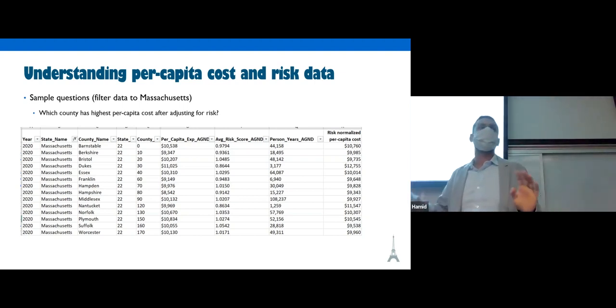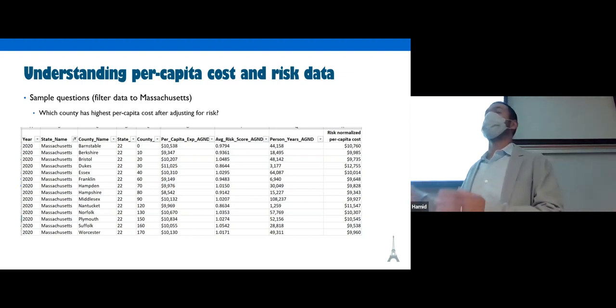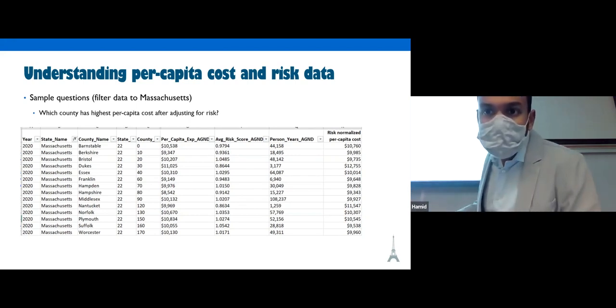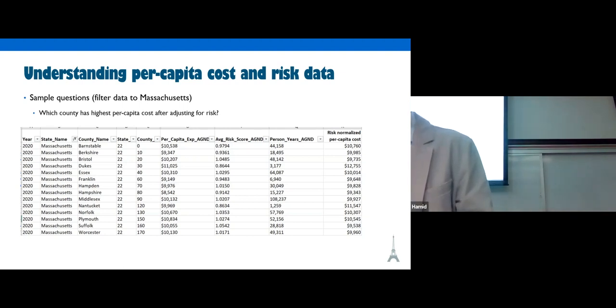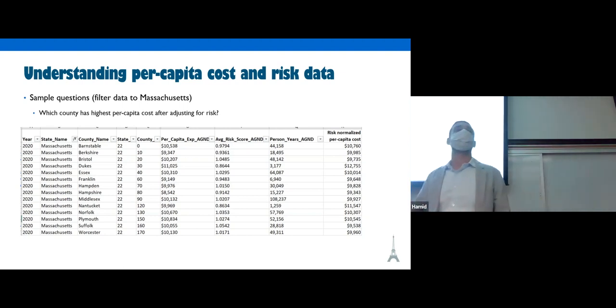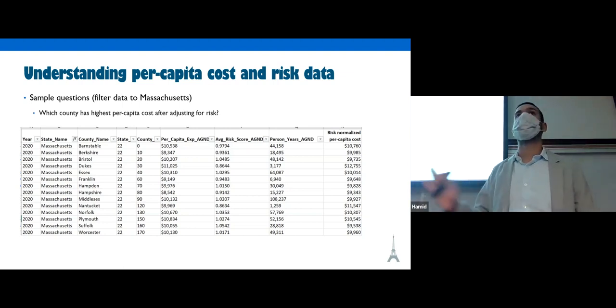Okay, any questions on the chronic disease data set or the county level per capita cost data set? Yeah, person years is just, I know it's a little confusing term. It's just a fancy term for number of people. So Worcester County, where we live, there's 49,000 people who are 65 and older. Suffolk County, where Boston is, has 28,000. So other questions about the chronic disease data set or the per capita cost data set?